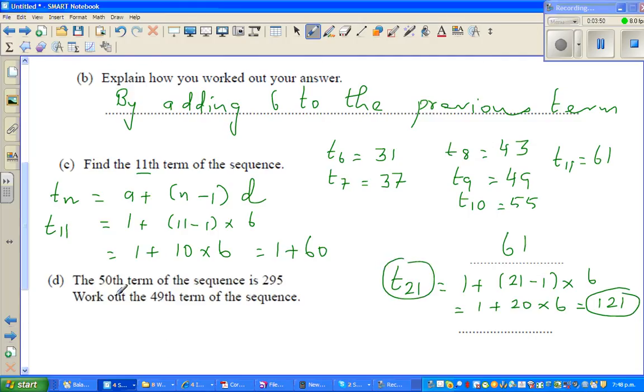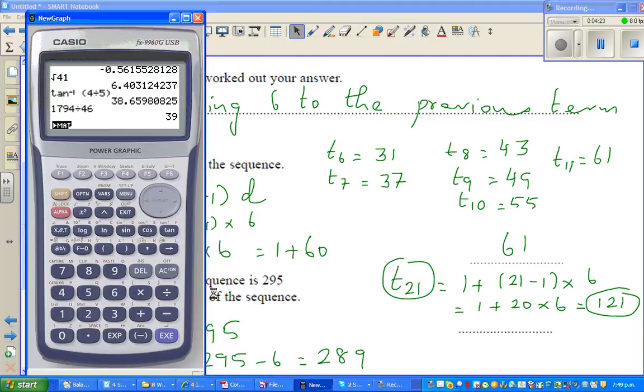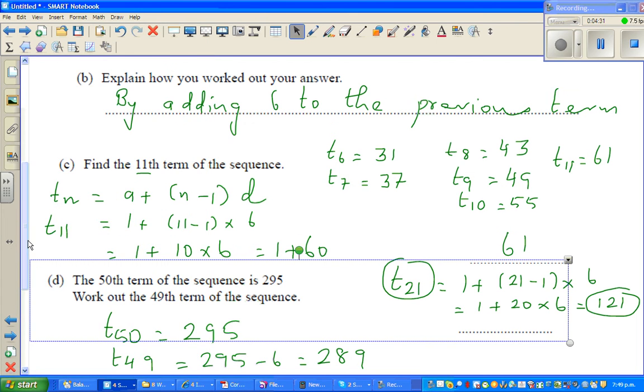Now, they are telling us T50 is 295. So the question is, what is your T49? You go backwards, that is 295 minus 6. You first take away 5, which is 290, so this is 289. Am I right? Let me confirm. 295 minus 6 is 289. Okay, I was right. Just wanted to confirm.